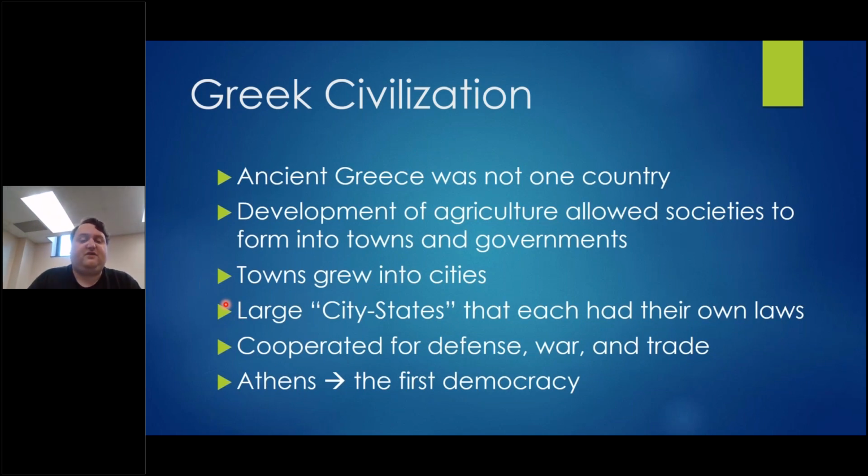And so the first organizations that we see that really have what we would recognize as sets of laws are actually large cities, not countries. So these are sometimes referred to as city-states. And these city-states rise up in ancient Greece. And the different city-states of Greece were not all the same. They were separate from one another. But they did cooperate with one another for defense, for war, and for trade.